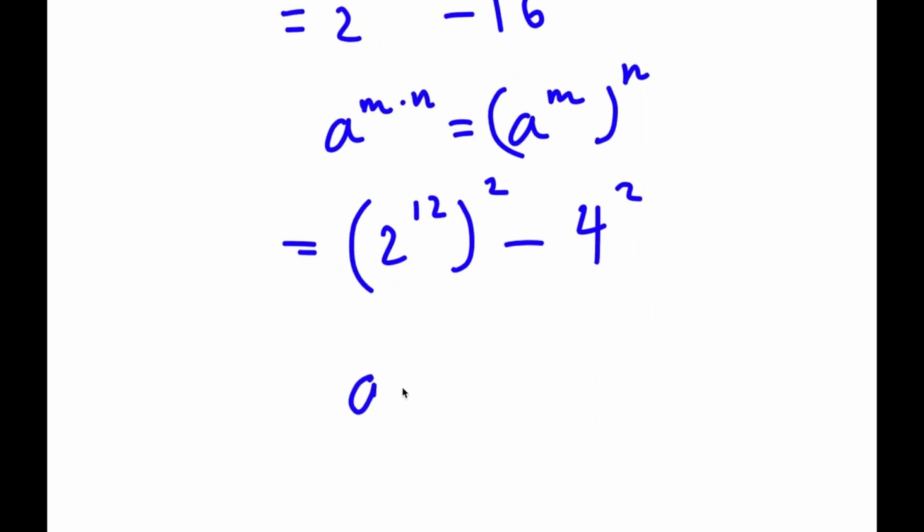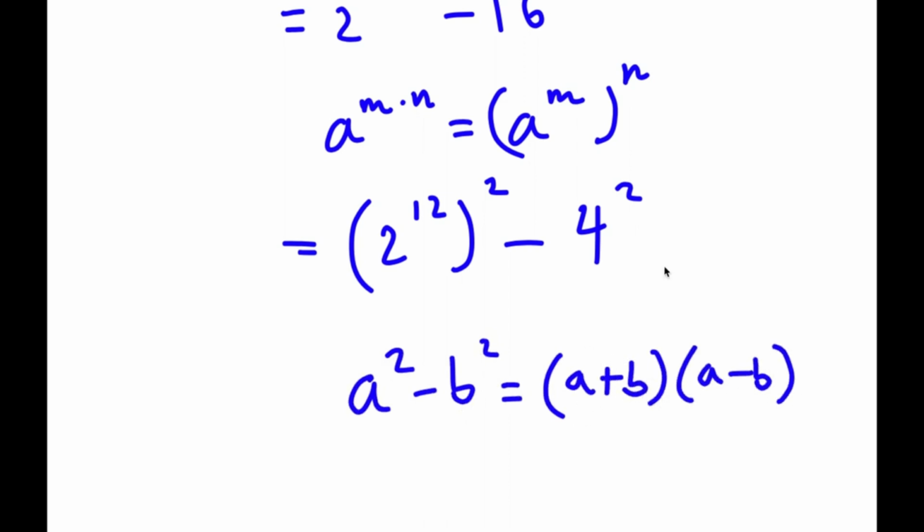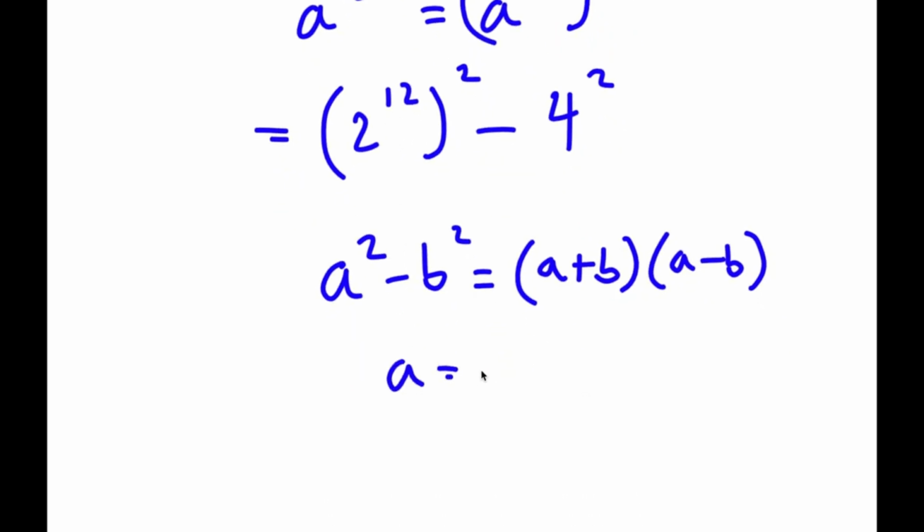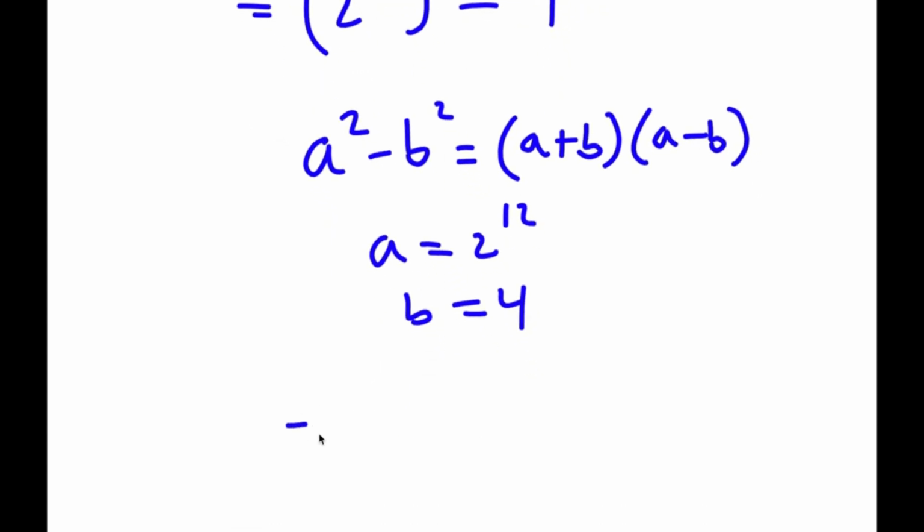Now, if I have something in the form a squared minus b squared, this is equal to a plus b times a minus b. So in this case, a is 2 to the power of 12 and b is 4. So I have 2 to the power of 12 plus 4 times 2 to the power of 12 minus 4.